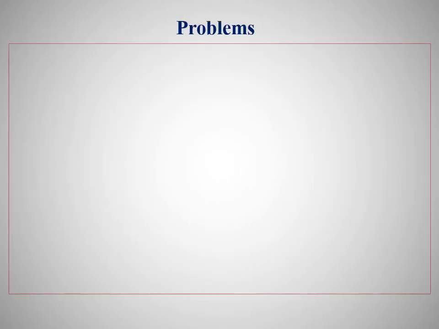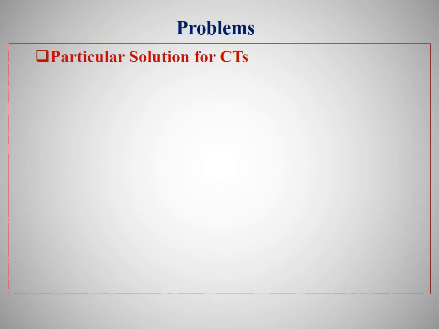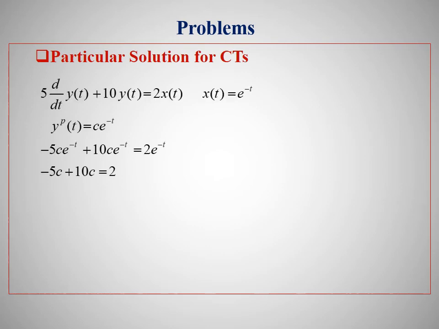Let us go on to consider the next problem for the particular solution of continuous time systems. The problem given here is 5 into d by dt of y of t plus 10 into y of t is equal to 2 into x of t, where x of t is equal to e power minus t. The particular solution for an input whose form is e power minus t is given by yp of t equal to c into e power minus t.